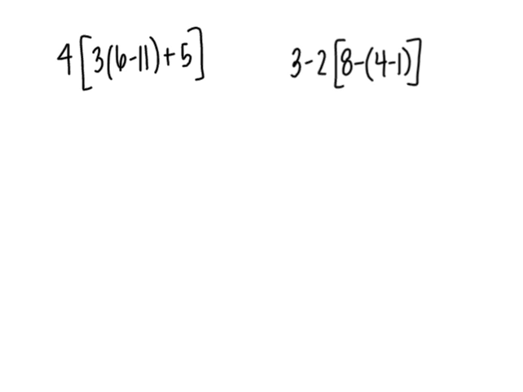My first problem is 4, open brackets, 3, open parentheses, 6 minus 11 plus 5. You're going to start at your innermost set of parentheses, which would be the 6 minus 11 part. So this would give you 4, open your brackets, 3, and 6 minus 11, they have different signs, so I subtract and take the sign of the larger. So inside those parentheses, I would have a negative 5, and I can just copy what's left.